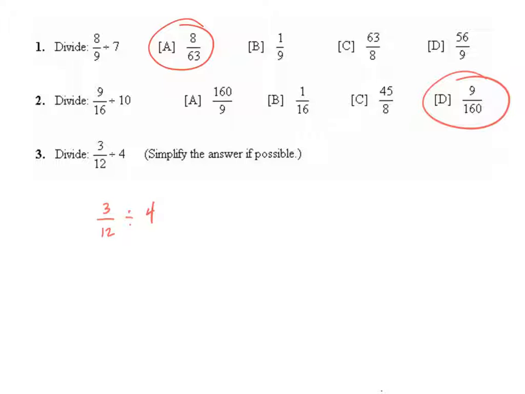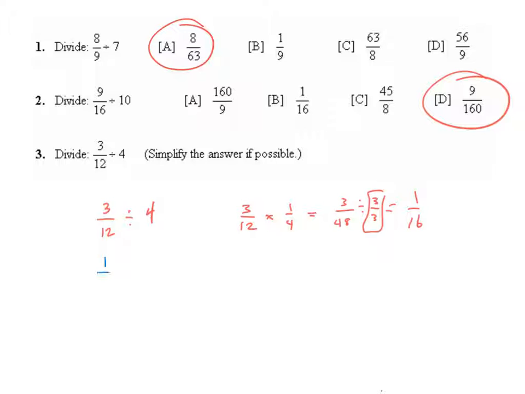Question 3 is divide 3/12, which is 1/4, by 4. That's the same thing as multiplying 3/12 by 1/4, finding 1/4 of 3/12, which gives me 3/48. I can simplify that by dividing by 3/3, which is 1 whole, and that will give me 1/16.